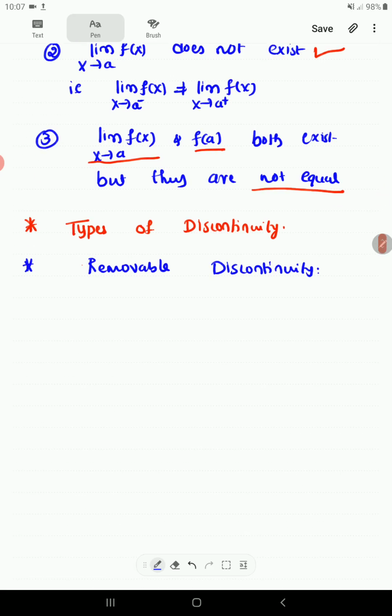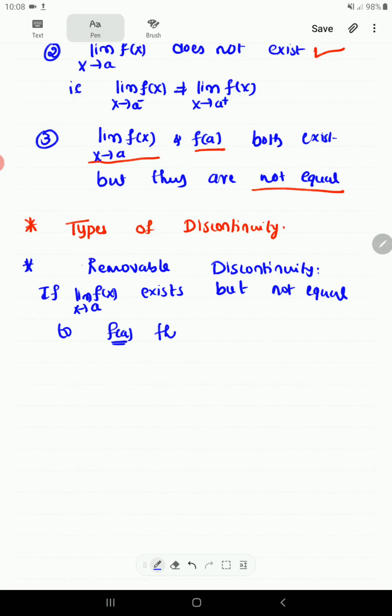What do you mean by this? Here, the limit of f of x as x tends to a exists, but it is not equal to f of a. Then we say that f has a removable discontinuity at a point, say a.